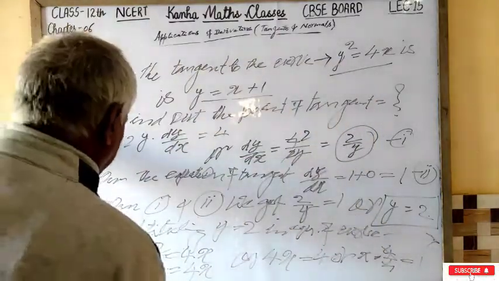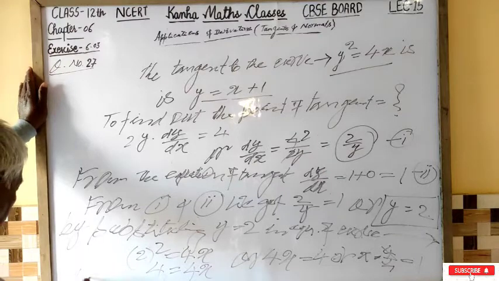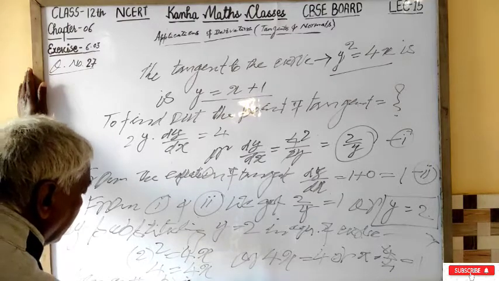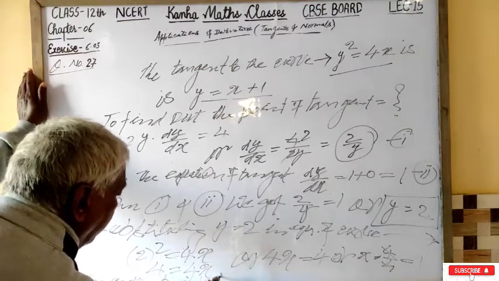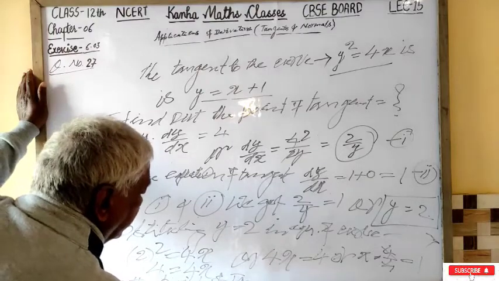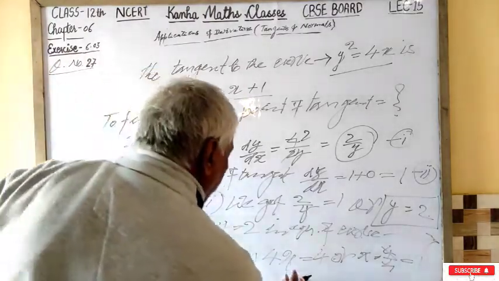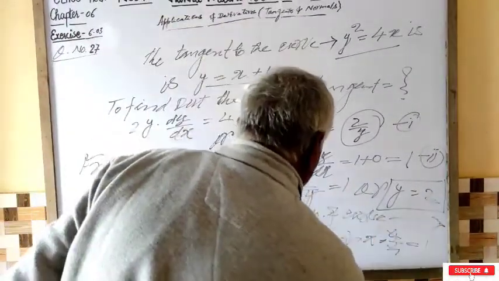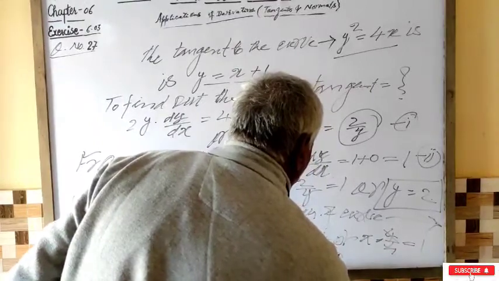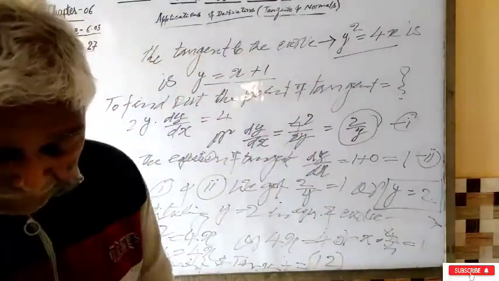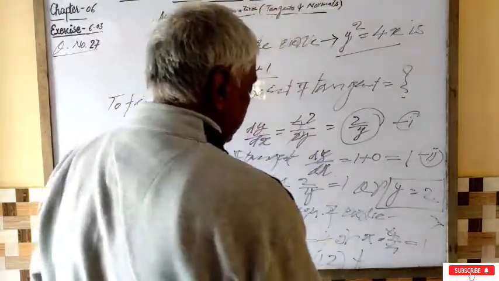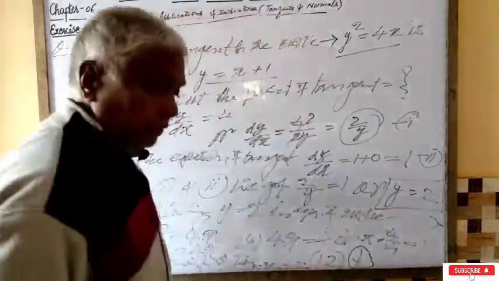Hence the point of tangency is x is equal to 1 and y is equal to 2, that is (1, 2), and this is the option A given. Hence the requisite answer for the point of tangency is A. This is the requisite answer of this question.